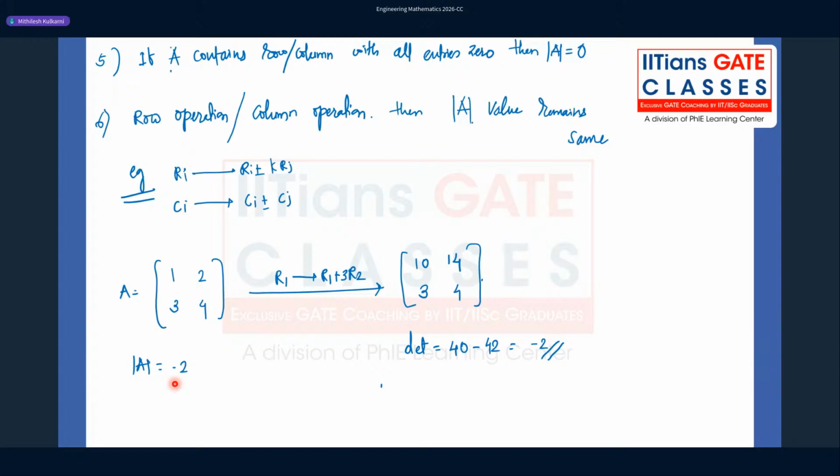So the learning from this is, if you perform the row operation or the column operation, the determinant will not change. Let me go to the next slide.